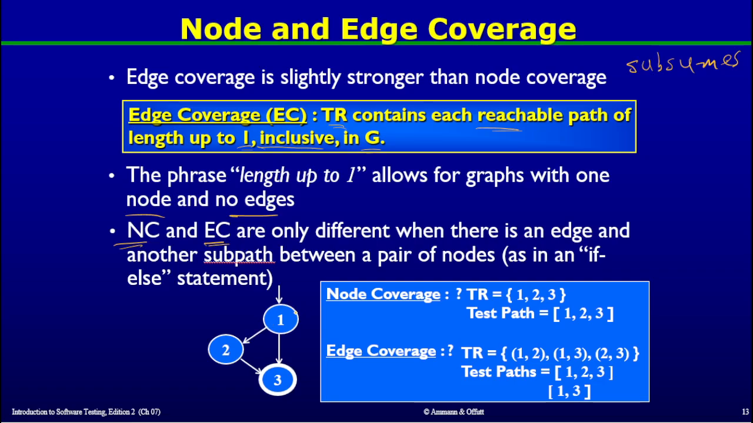Here we have node 1, and two edges going out of node 1: one to node 3, another from node 1 to node 2, and then an edge from node 2 to node 3. In this case, node coverage requires covering all these nodes 1, 2 and 3. So if we exercise just the path [1, 2, 3] as written here, we can achieve node coverage.